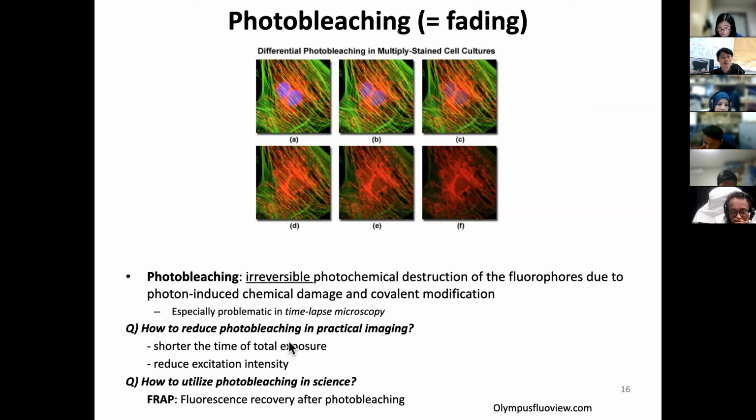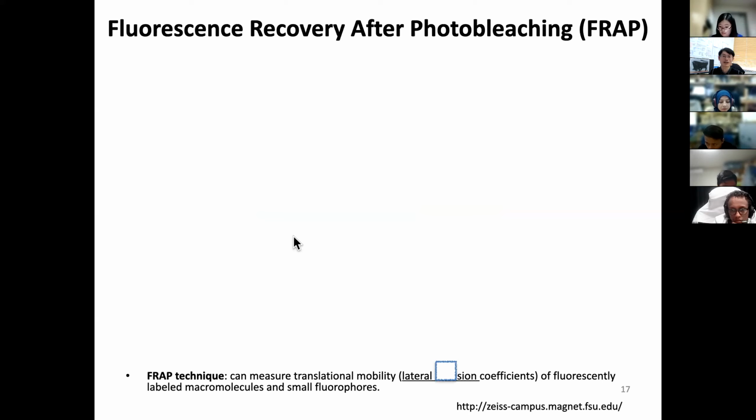But on the other hand, people can actually utilize this property. You can use photobleaching as an active tool for studying a diffusion process in your sample. That we call FRAP, or fluorescence recovery after photobleaching. So let me tell you about this very interesting method. Sometimes you are interested in, let's say, receptor distribution on your cell. You are curious about how much of the receptor is diffusing on top of the cell.